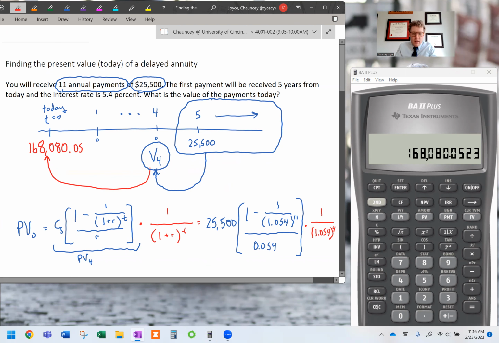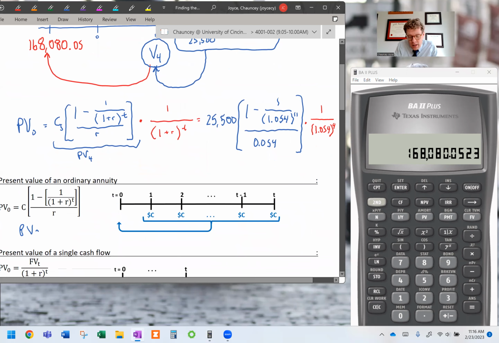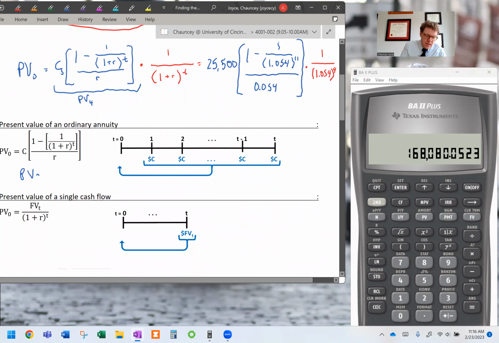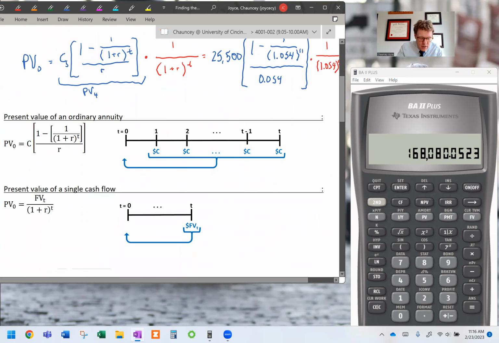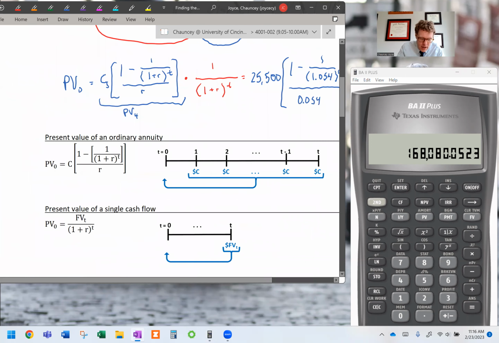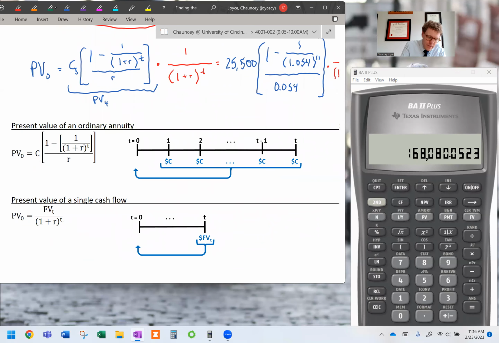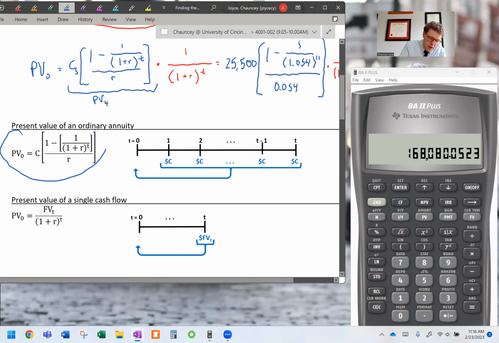$880.05. So let me show you a couple other ways, and let me just double click into how we got there. This had two components. The question may not have looked like it, but there were really two things going on. You had an annuity, and then we had to discount a single cash flow.